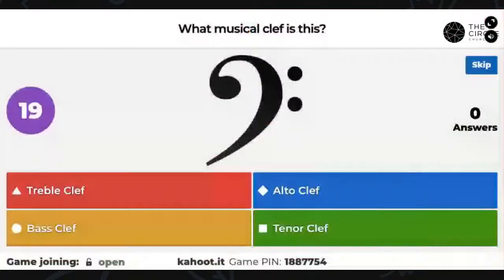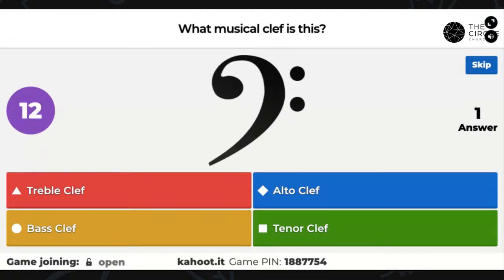So the question is, what musical clef is this? The red triangle is treble clef, the blue diamond is alto clef, the yellow circle is bass clef, and the green square is tenor clef.